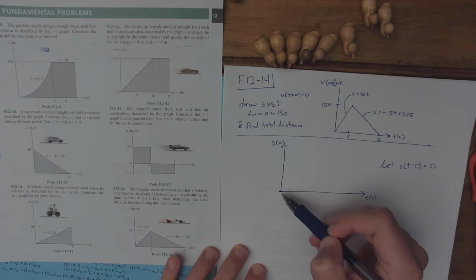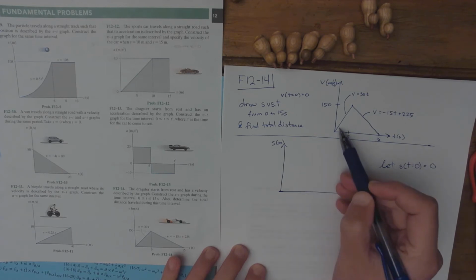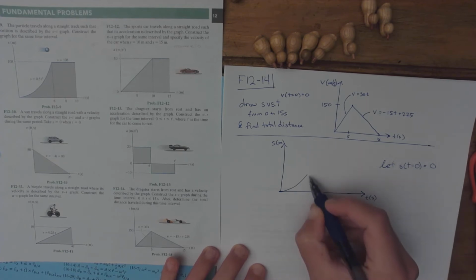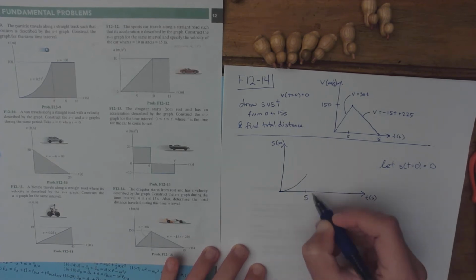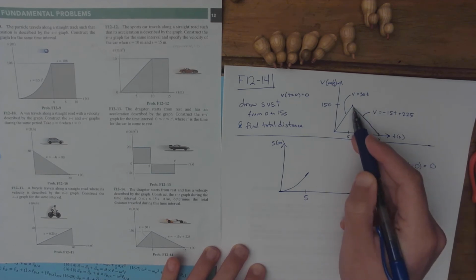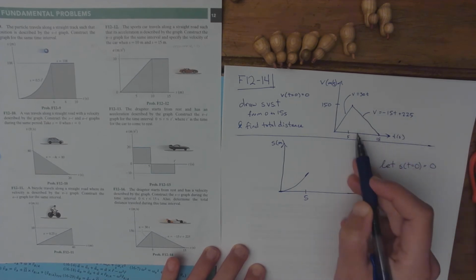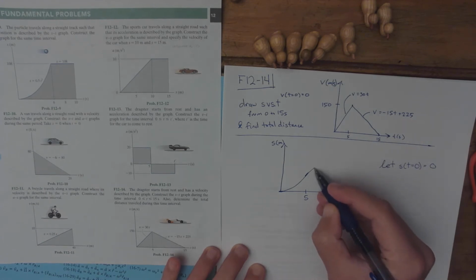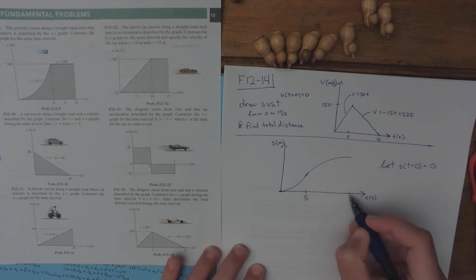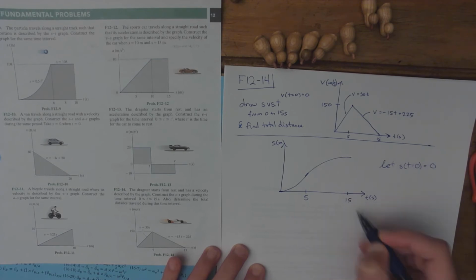So the slope here is initially 0. The slope is positive and becoming more positive, so that looks like this until we get to 5. This is where the slope is at its maximum value. After this, the slope goes back to 0, but not as quickly, so something like that. And then at 15, we should have a slope of 0.